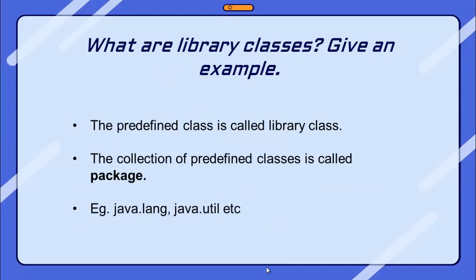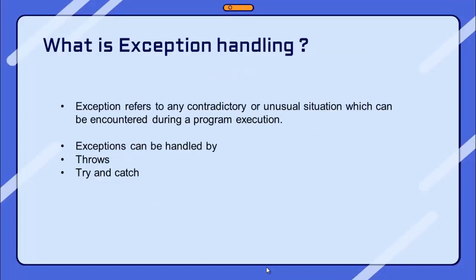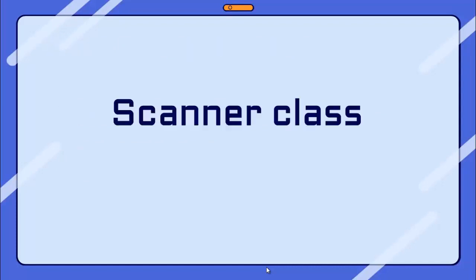What are library classes? Give example. The predefined classes are called library classes. The collection of predefined classes is called a package, and give the example there. Exception handling. An exception refers to any contradictory or unusual situation which can be encountered during program execution. Exceptions can be handled by throws, try and catch.